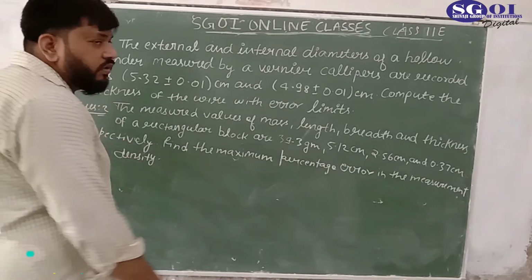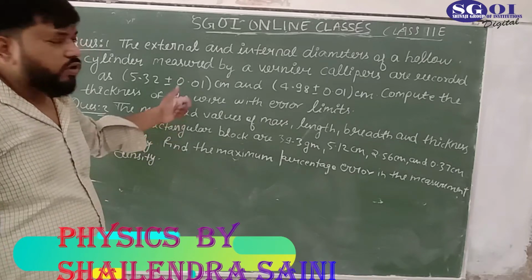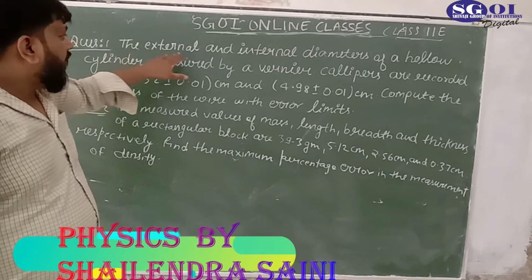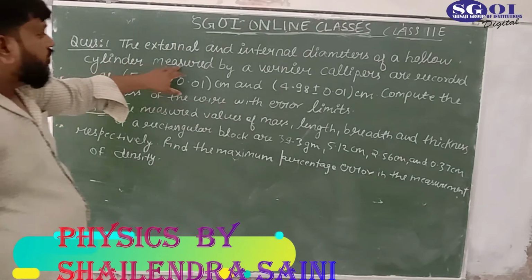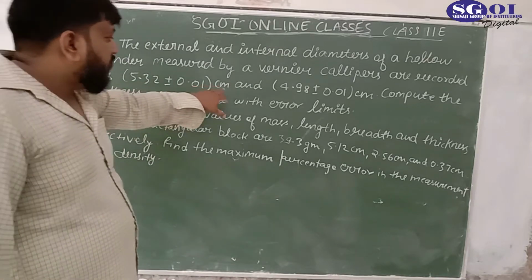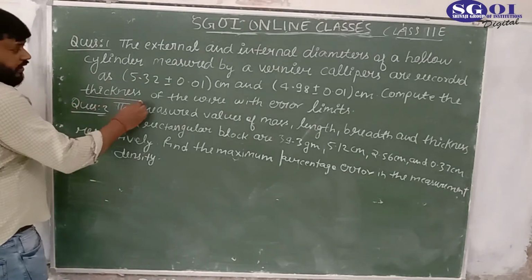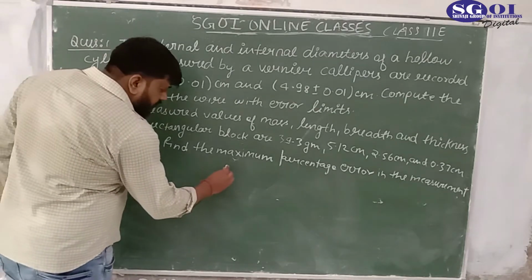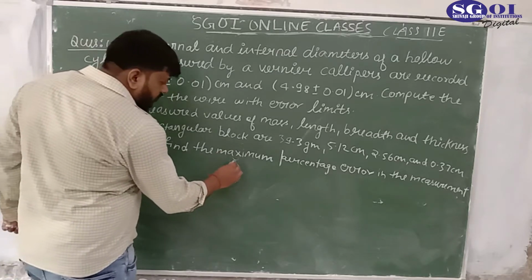Good morning, students. In this video lecture, we will solve these two numerical problems of the chapter, topic error in measurement. The first numerical problem you are seeing here is: the external and internal diameters of a hollow cylinder measured by a vernier calipers are recorded as these values. Compute the thickness with error limits. So we would solve this.